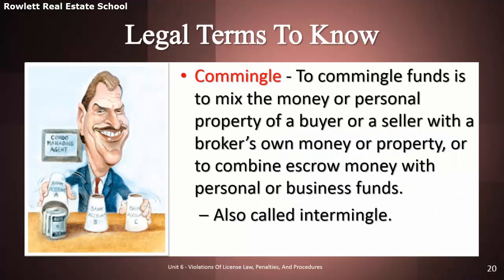Commingle. To commingle funds is to mix the money or the personal property of a buyer or a seller with the broker's own money or property, or to combine escrow money with personal or business funds. This one is also sometimes called intermingle. They mean the same thing.